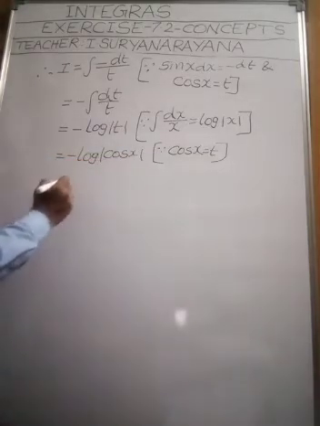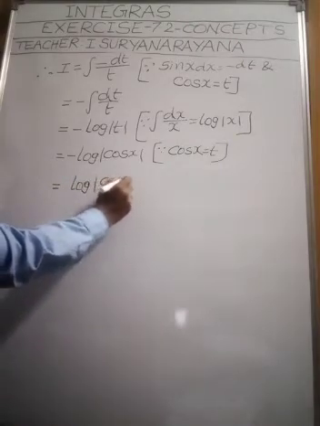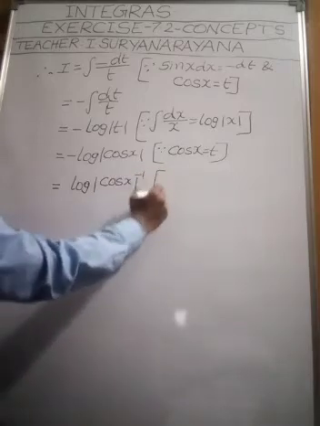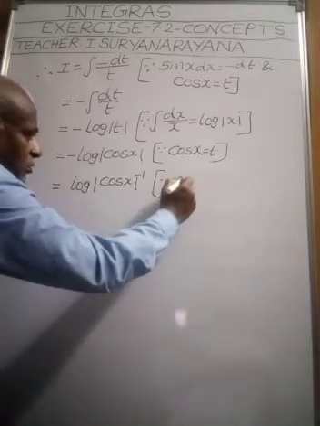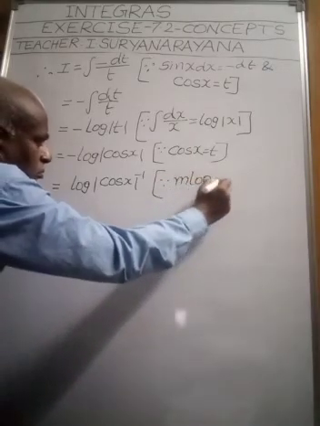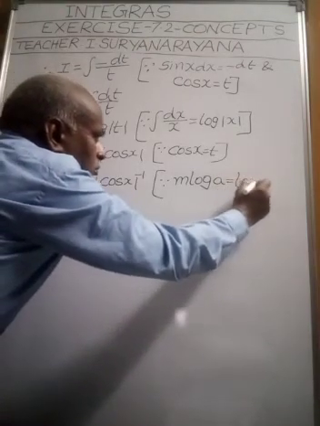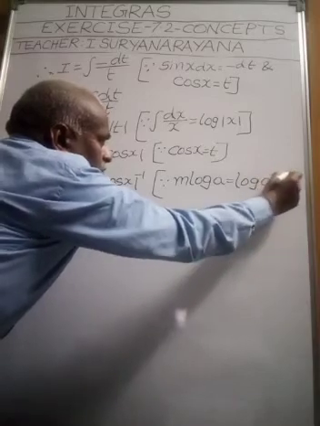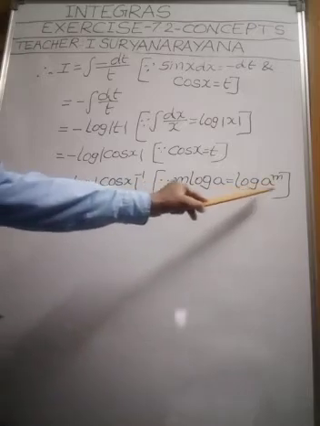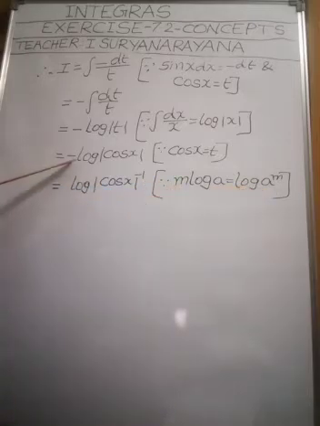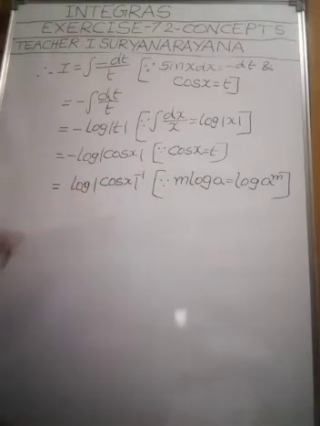Right. Now this can be written as log mod cos x whole power minus 1. We are using the logarithmic properties. m log a can be written as log a to the power of m. Here m means minus 1. So we wrote like this, by using these logarithmic properties.